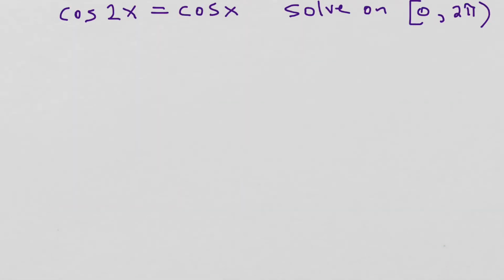All right, this problem says, given cosine of 2x is equal to the cosine of x, solve on the interval 0 to 2 pi. All right, so we're going to move everything over to one side and see if we can factor this first.